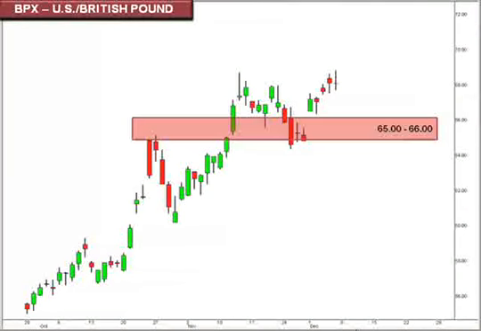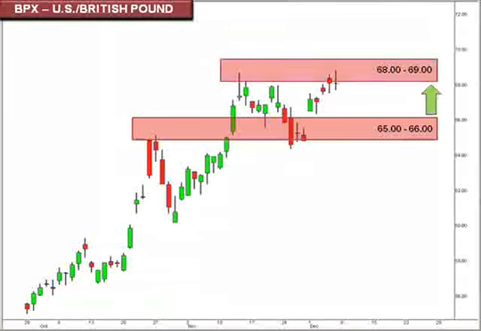Well, we saw a strong rally in the BPX, the U.S. versus the British pound. A breakout to the upside brings the 71-72 focal zone back into play. Friday's close, however, suggests that the path of least resistance appears to be towards a test of the 65-66 box as the pair value rejects at this key resistance level.